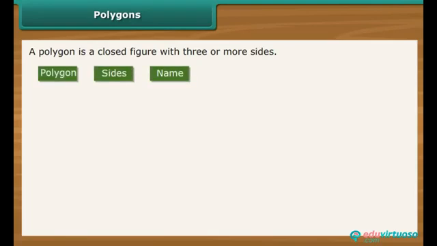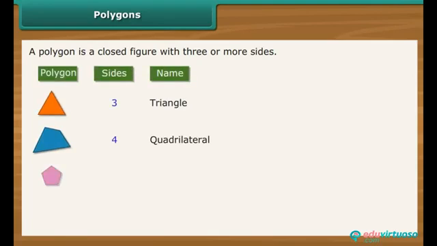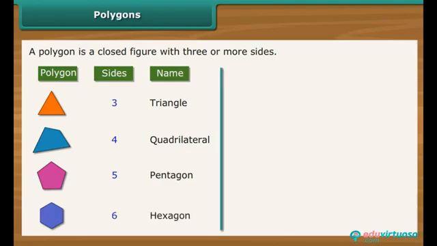Polygons. A polygon is a closed figure with 3 or more sides. Here are some polygons. Let us count their sides and name them.